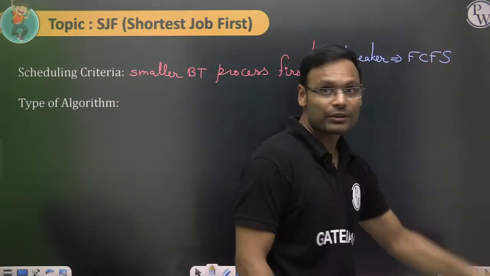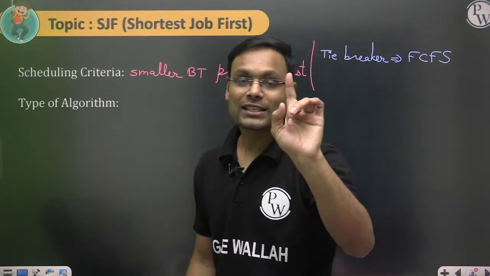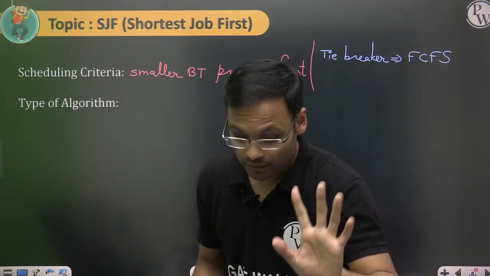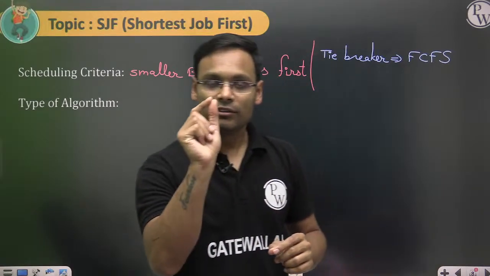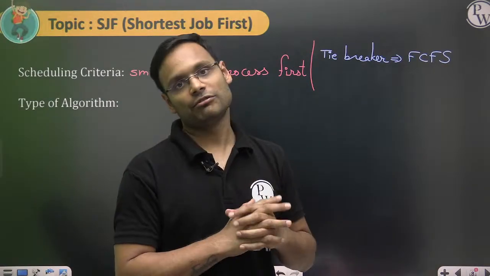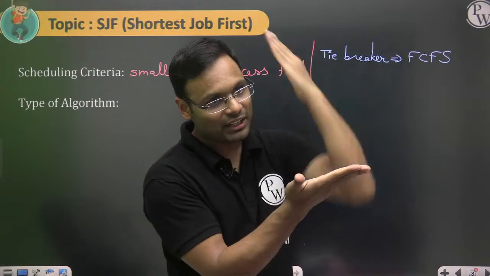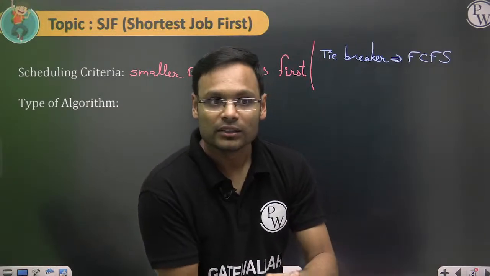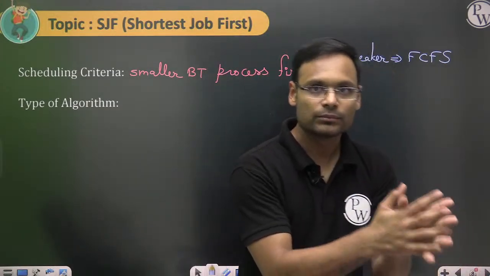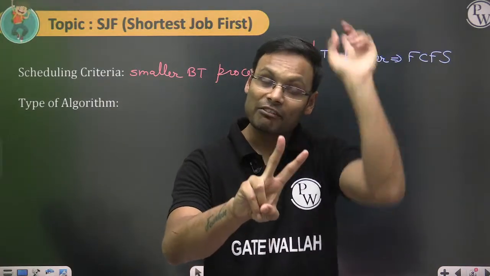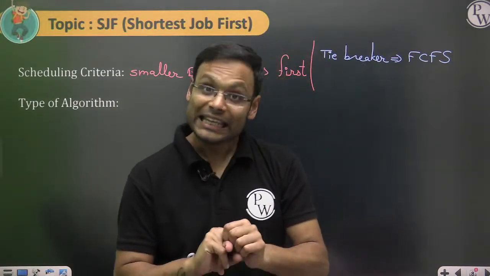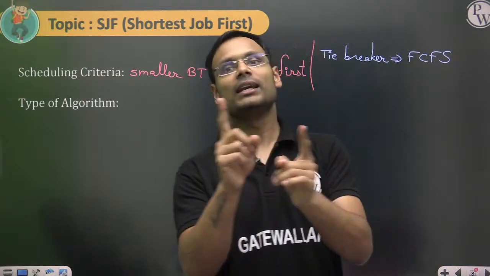When I say FCFS, you don't talk about process ID first now. If two processes are having equal burst time, you will have to check the arrival time first. Which process is having smaller arrival time? Whichever process arrives first should be scheduled first. If two processes are having equal arrival time also, then you'll have to check the ID.